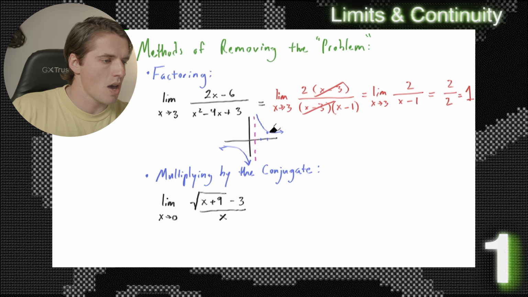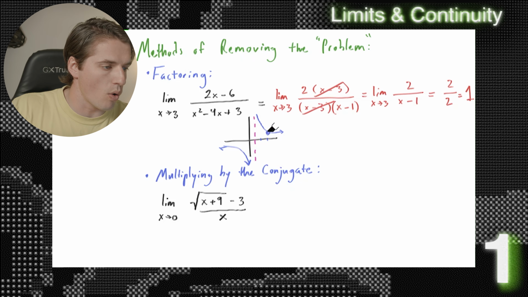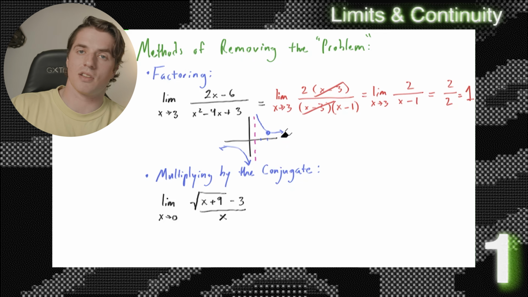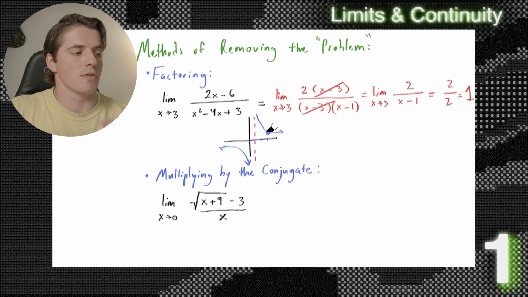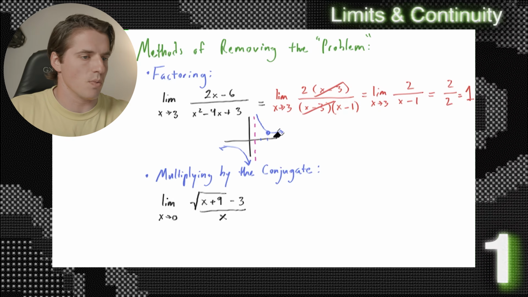Okay, so the point which I drew here, the 3, 1, we actually have a hole here. I drew a point, but that's actually a hole. So our limit from the left side is 1. The limit from the right side is 1. So our limit is 1.